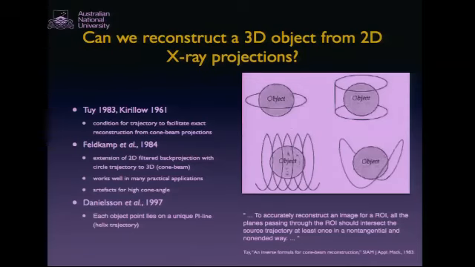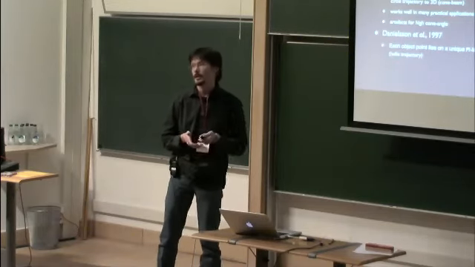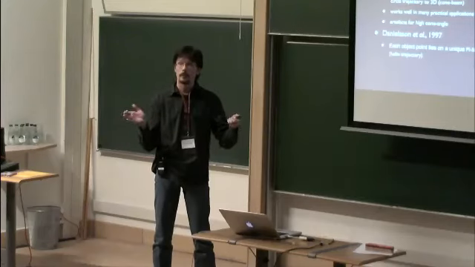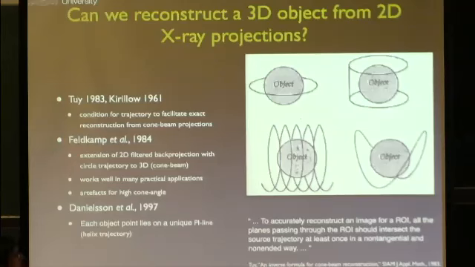Just want to point out a couple of papers here. Tuy presented in '83 a result which tells us what sort of trajectories you need. You have a source, you have a detector, and what sort of trajectories do you need for the source and the detector to follow around the object in order to expect to get a reconstruction. And essentially the criterion is that if you draw any plane through the object, all the planes that you can draw through the object must intersect the trajectory in a non-tangential and non-ended way, as he describes.